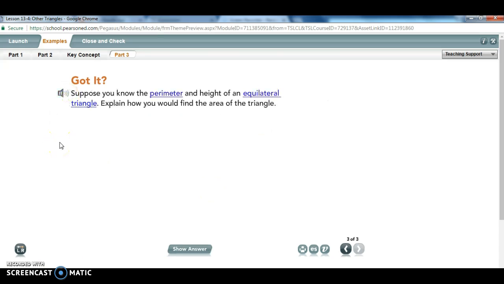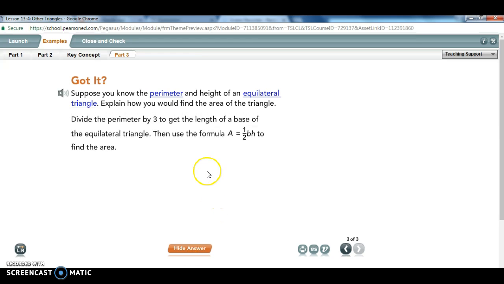Suppose you know the perimeter and height of an equilateral triangle. Explain how you would find the area of the triangle. Here is the way that you could have found the area. Divide the perimeter by 3 because you have an equilateral triangle, which means all sides of that triangle are equal. So when you divide by 3, you'll get the base of the triangle, and then you can use the formula 1/2 base times height to find that area.